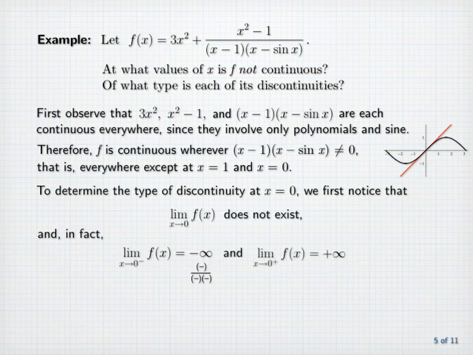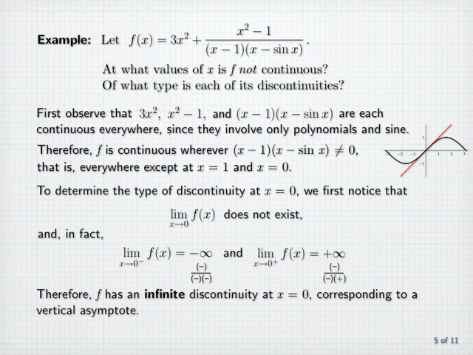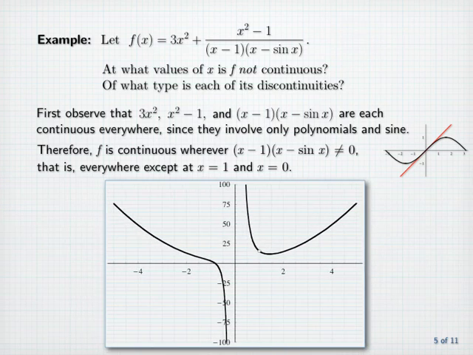Also, the limit as x approaches 0 from the right of f of x is equal to plus infinity, because when x is close to 0, x minus 1 and x squared minus 1 are both negative, but when x is positive, x is greater than sine x, and so x minus sine x is positive. Therefore, f has an infinite discontinuity at x equals 0, corresponding to a vertical asymptote. Here's the graph of f. Notice the vertical asymptote and the hole at x equals 1.